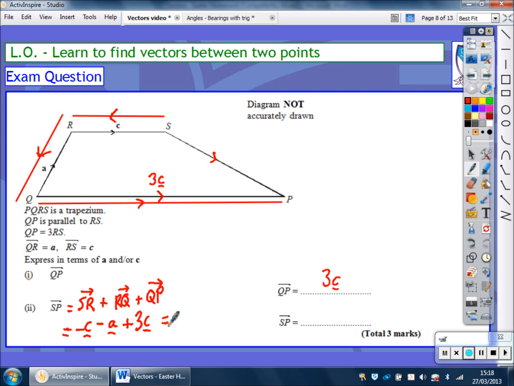So I've got 3C here minus 1C gives me 2C, and I've got a minus A by itself. So my vector S to P is 2C minus A. So if we ever needed to use this line again, then we'd know that this line now is 2C minus A. That's the vector S to P. Okay, hopefully you're in a position to attempt question 1 of task B.